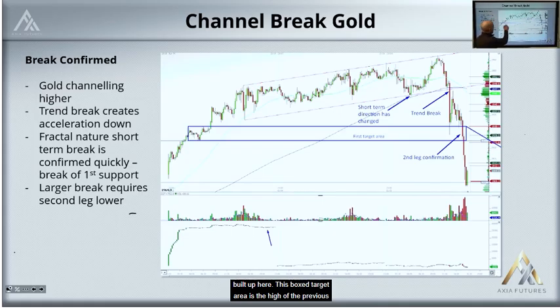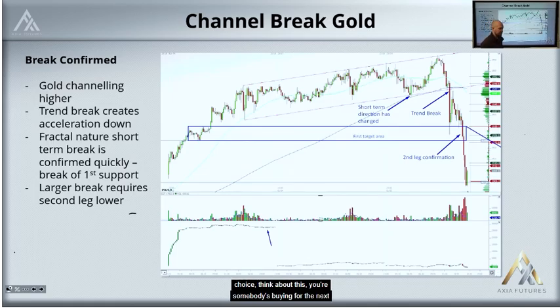This boxed target area is the high of the previous year, or the high of the range of the previous month. So as long as you're above there, there's fair reason to think the market can go higher. Technically, it looks strong. The channel is then building positioning even higher than that. So there's lots of people who now feel that with this channel in place, they can't buy down in this area because they're not given the opportunity.